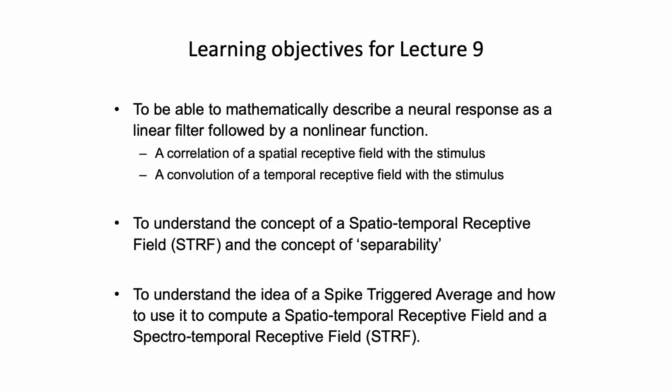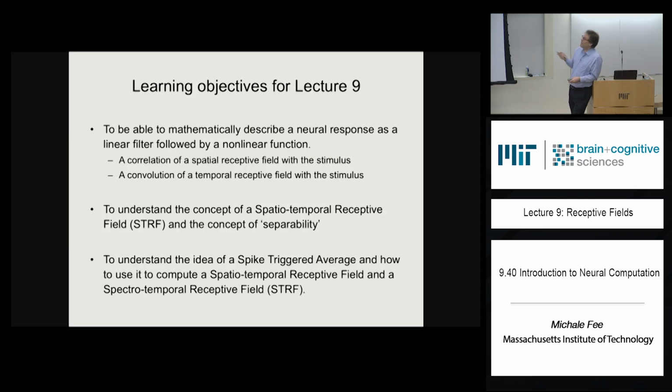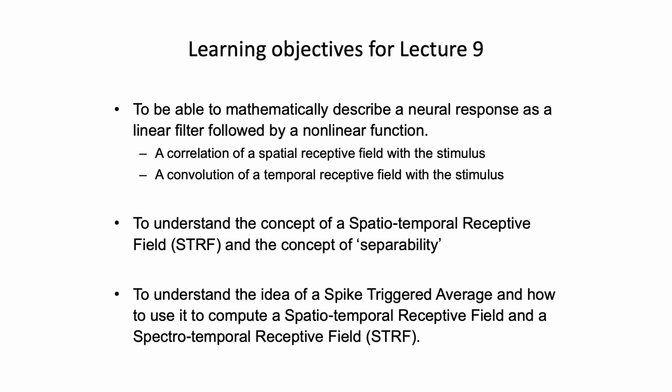And we're going to describe neural responses as a linear filter that acts on the sensory stimulus, followed by a nonlinear function that just says neurons can only fire at positive rates. So we're going to have our neuron spike when that filter output is positive, but not when the filter output is negative. And we're going to describe spatial receptive fields as a correlation of the receptive field with the stimulus.